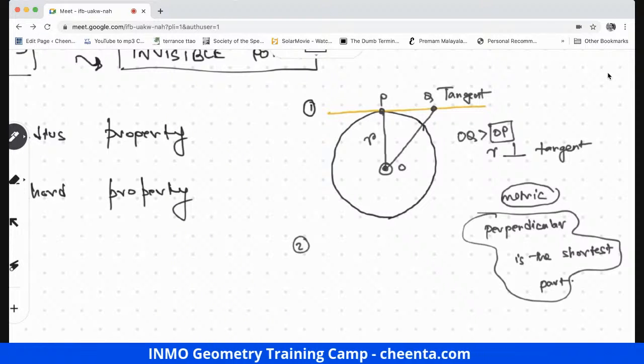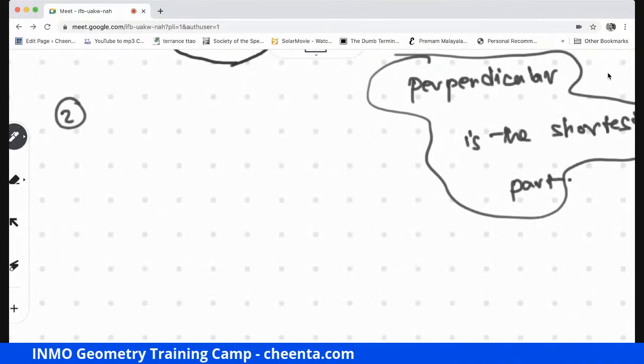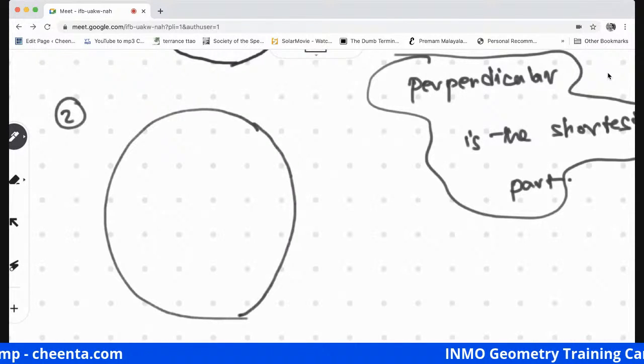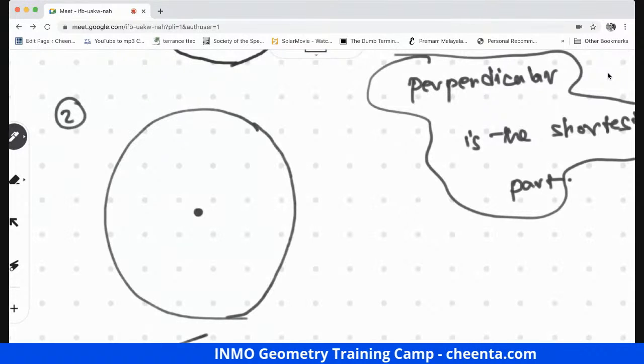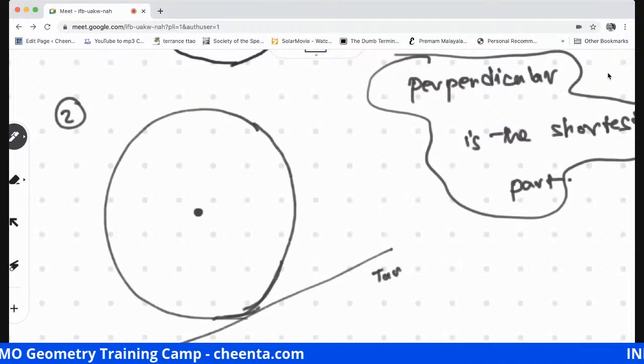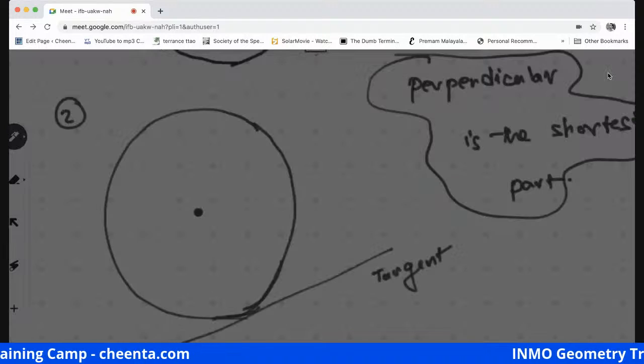The other property that is often more useful is the tangent chord property. So I'll spend a minute on that. This property is like this. You have this tangent line like this. Let's call this the tangent line, and the point of tangency.